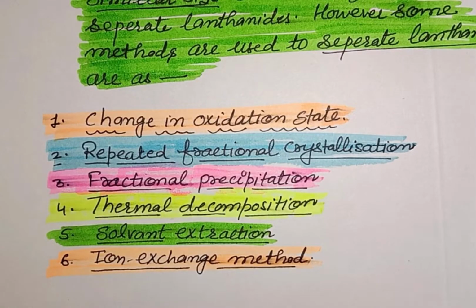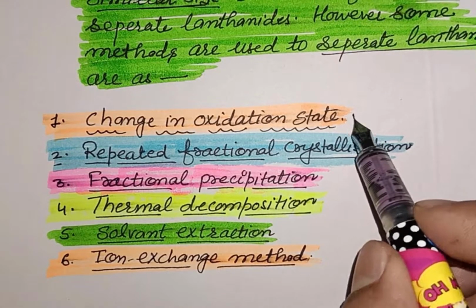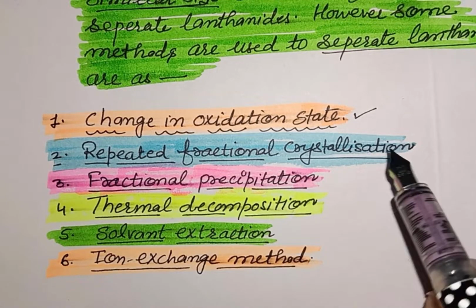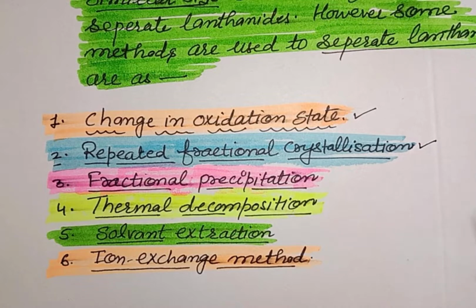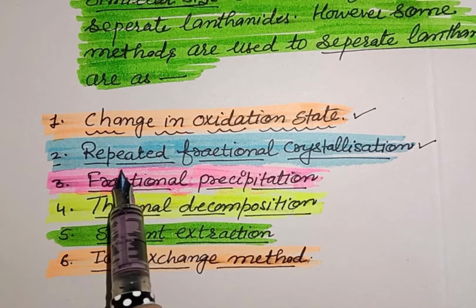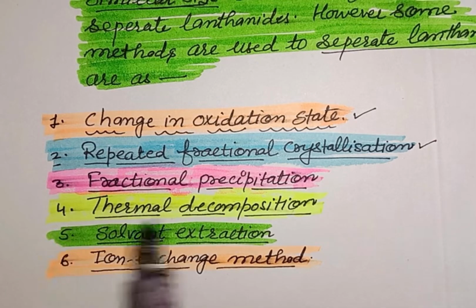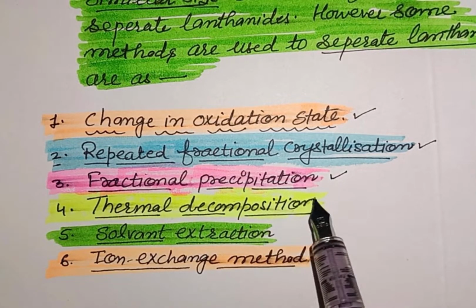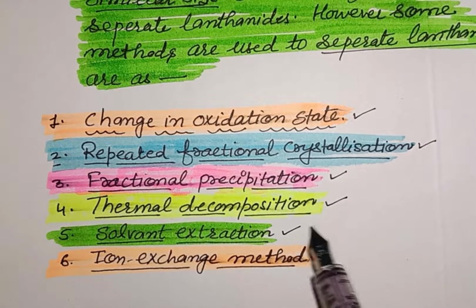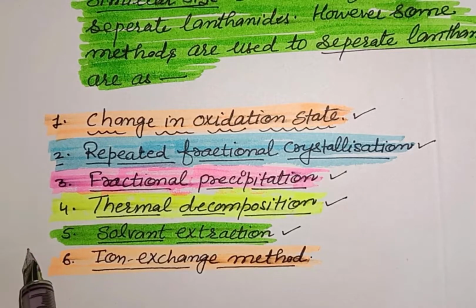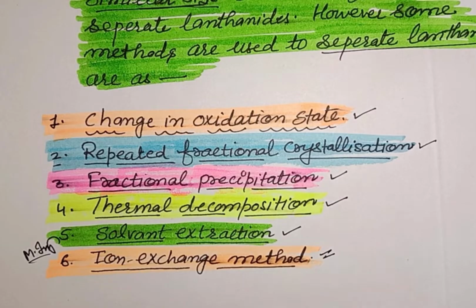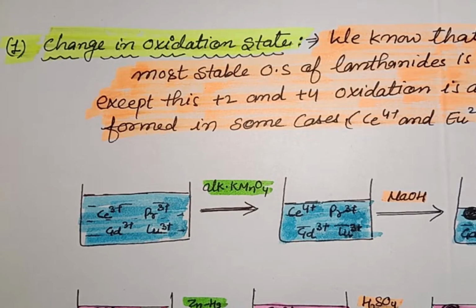Among these, the few important methods are: number one, by change in the oxidation state. We can separate a few lanthanoids by changing their oxidation state. Number two, repeated fractional crystallization. We can also separate the lanthanoids by forming their crystals, but we have to do the process repeatedly. Number three, by fractional precipitation. We can also separate lanthanoids by the precipitation method. Next is thermal decomposition, then solvent extraction, and finally the most important method, that is ion exchange methods, to separate the lanthanoids.